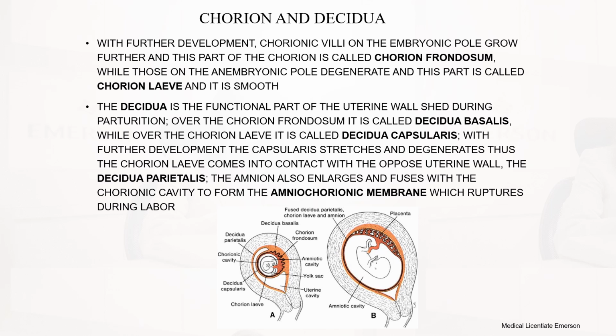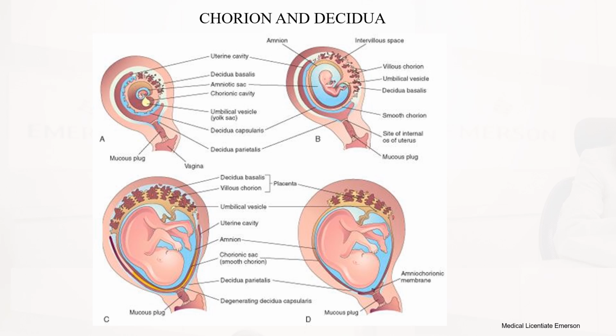Okay, so this is about the chorion and the decidua. That's the chorion and the decidua we were discussing. Remember, we said the amniochorionic membrane, which is here, is the one which is going to rupture during labor.